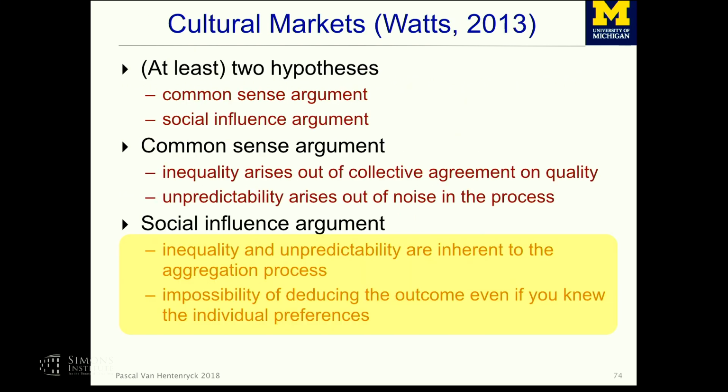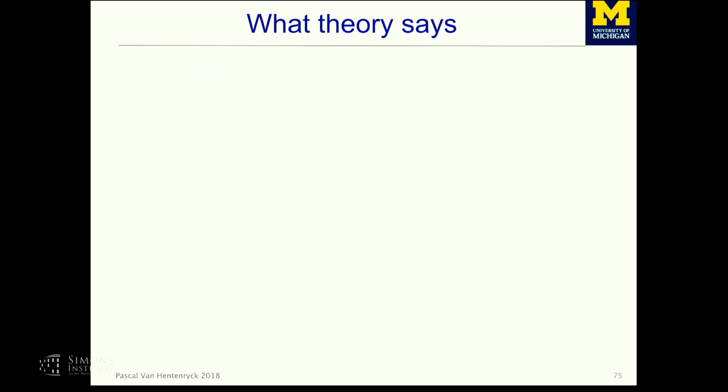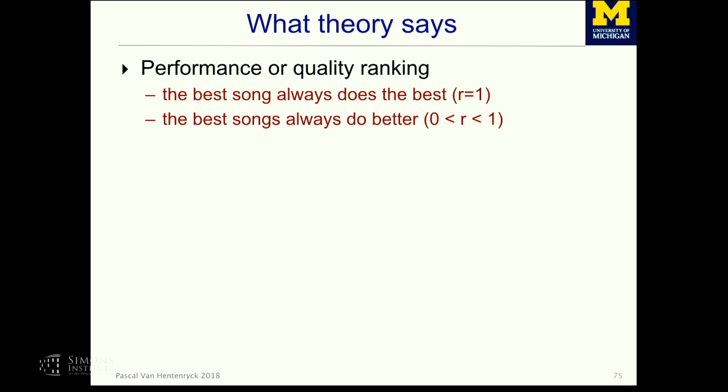So they also look at why this is the case, and I'm not a social scientist, so I can't choose between these arguments. But one of the things they were saying is that inequalities and unpredictability are inherent to the market, essentially, and it's very difficult to understand where the market is going if you only know the individual preferences. But this is only true if you do exactly what they do. If you actually do other things, like the optimization approach or the quality ranking, then it's completely predictable.